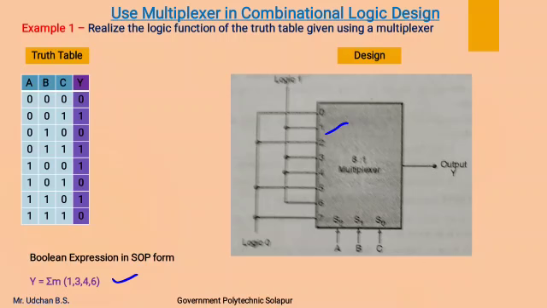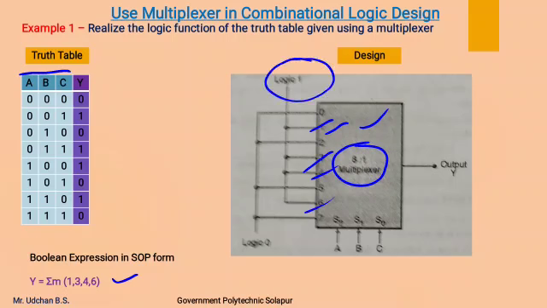Before that, as there are 3 inputs, we are going to use the multiplexer which has 3 select lines. So an 8 to 1 multiplexer has 3 select lines, so we are going to consider the 8 to 1 multiplexer over here. Out of the 8 inputs, we are going to connect 1, 3, 4 and 6 to logic 1, and all the remaining inputs we are going to connect to logic 0. Now the input lines A, B, C are going to be treated as select inputs, and here it is the output. So this is how we can use the multiplexer in combinational logic design.